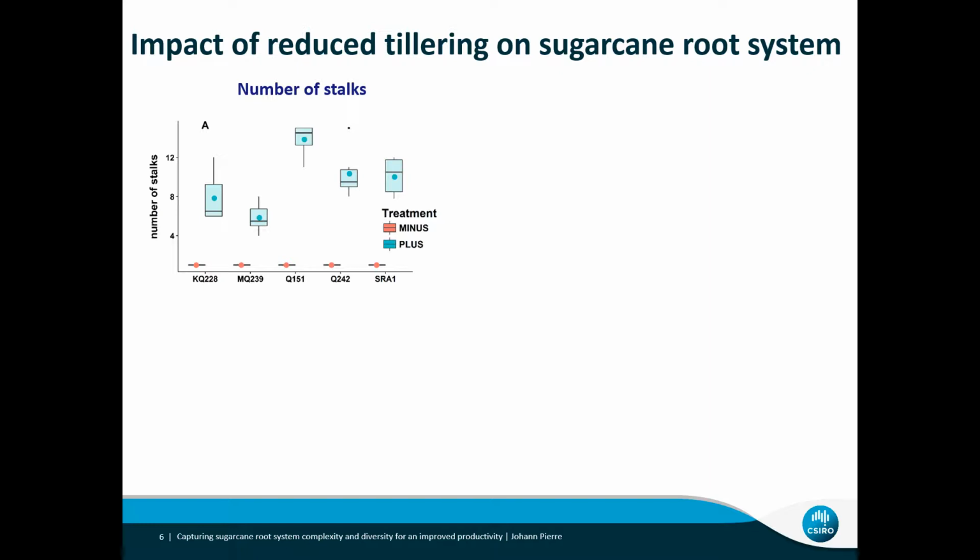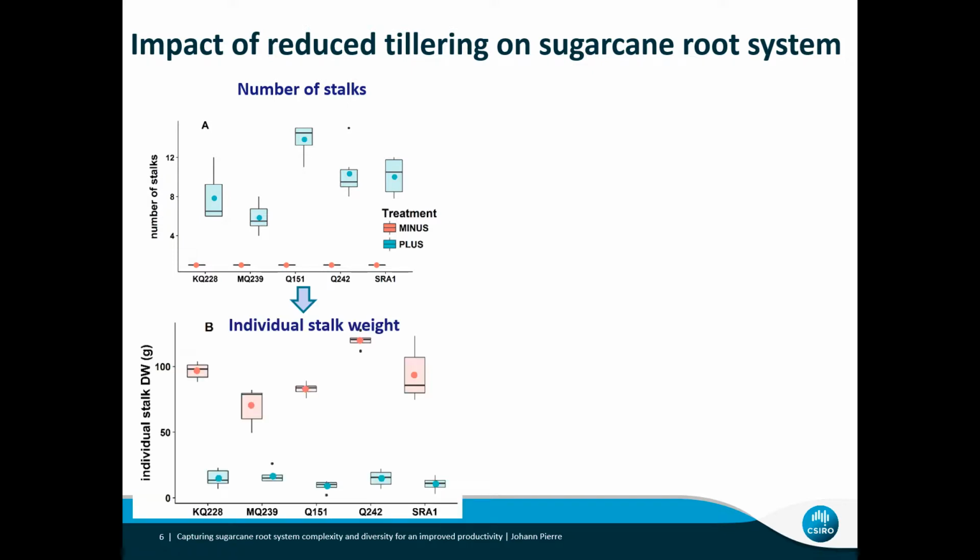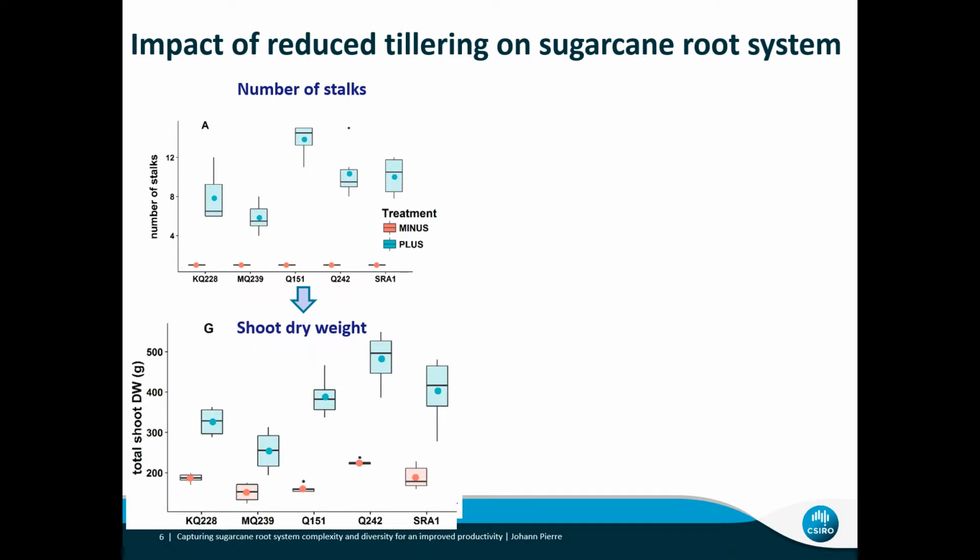So obviously, as you can see on this graph, the number of stalk was different between treatments. But while the restricted plant here in red had less stalk than the free tillering plant here in blue, their individual stalk weight was, in average, 85% greater compared to the free tillering plants. But still, overall, the total shoot dry weight was 50% higher in the free tillering plants.